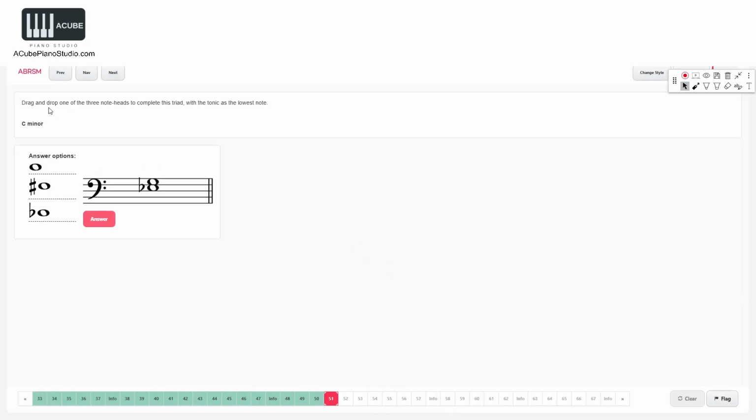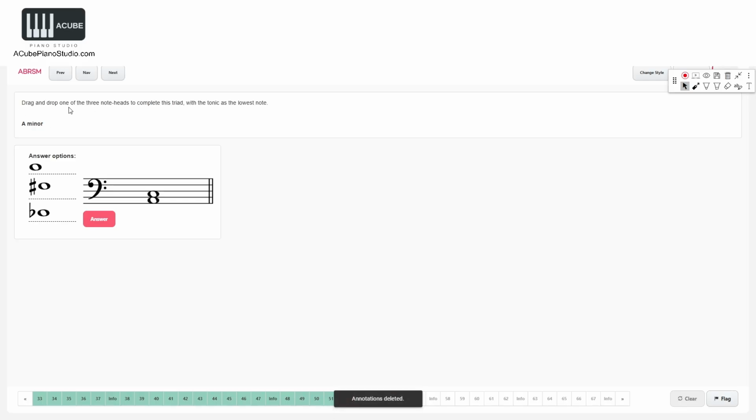Okay, let's take a look at this. Drag and drop one of the note heads to complete the triad with the tonic as the lowest note. I want C minor, right? C minor, it has what key signature? B flat, E flat, and A flat. So the tonic triad in C minor is C, E flat, and G. This is E flat, this is G, so I'm short of C, so I'll put C here.